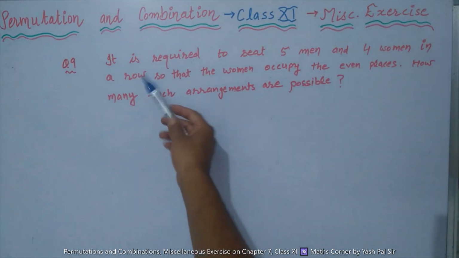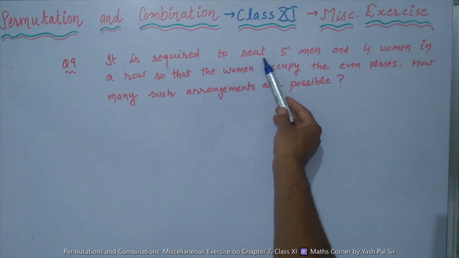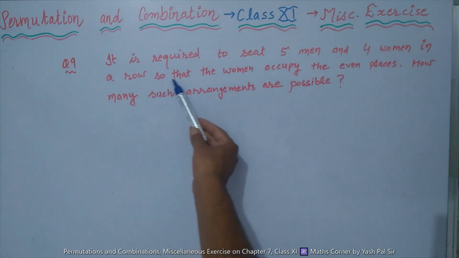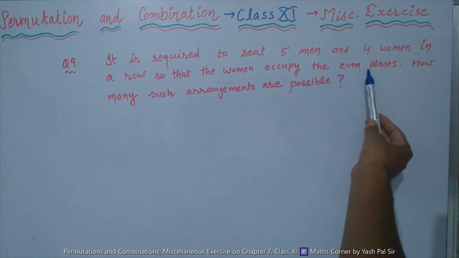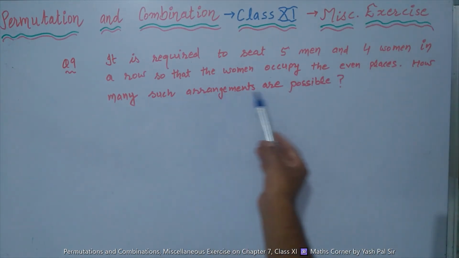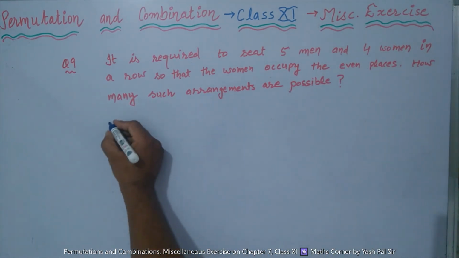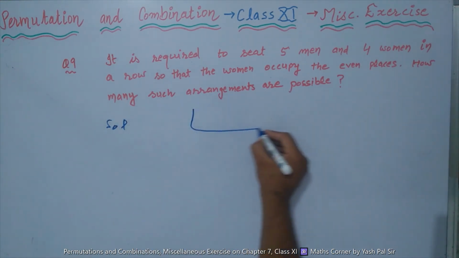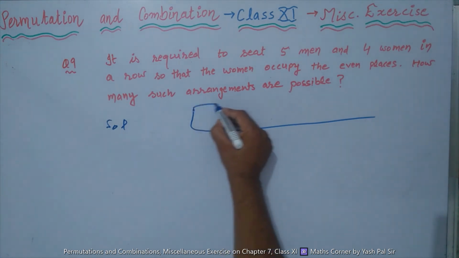Question number 9. It is required to seat 5 men and 4 women in a row so that the women occupy the even places. How many such arrangements are possible? So first of all, we have, this is the box.